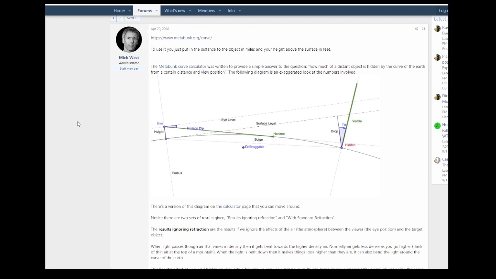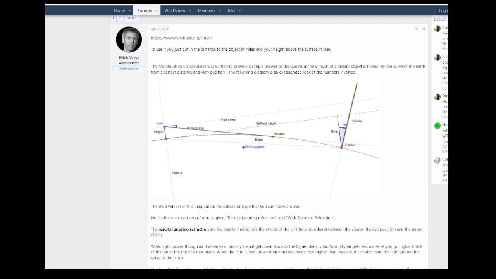So here we're looking at the forum on this metabunk.org website run by Mick West, who's very much an anti-flat earther and has done a lot to try and promote the belief in the globe. And he refers to this curvature calculator here.